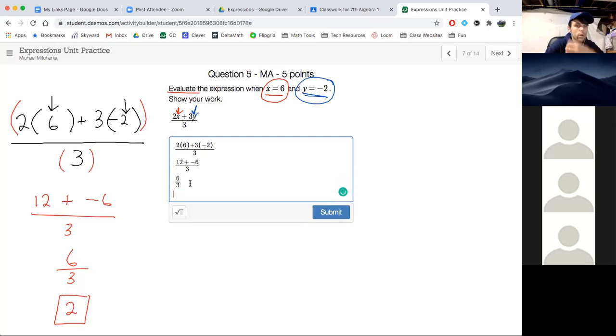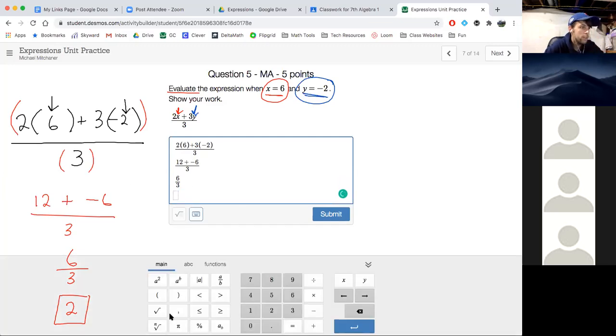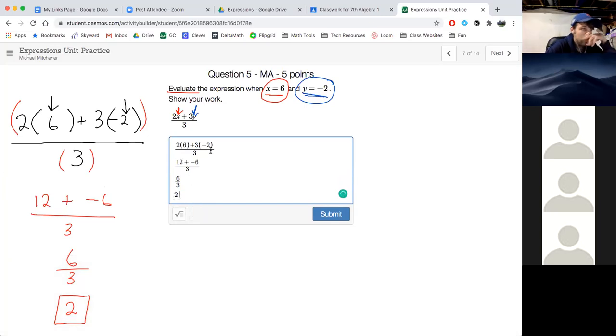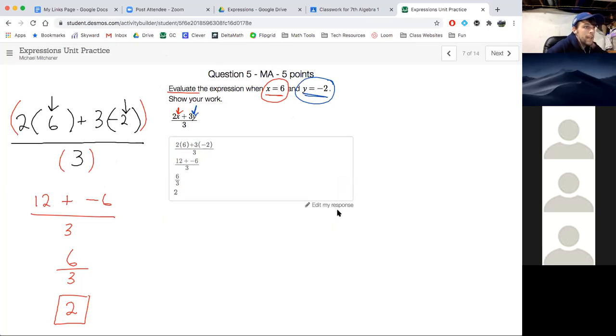The more work you show, the more credit you can get. It's certainly possible that, with this many steps, and a lot of these problems have multiple steps, there's many chances to make just one small error. And by showing me your work, I know that you understand the process. Even if you make a small mistake, you can get almost all of your points. And submit when you're done. You can edit it if you need to.